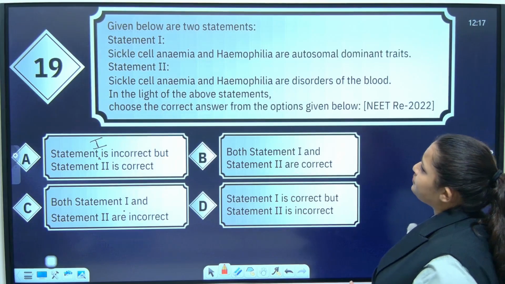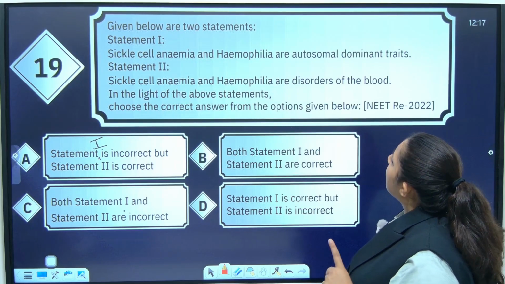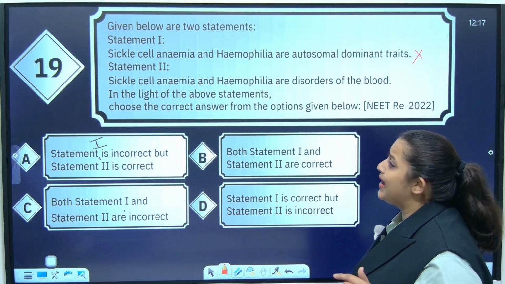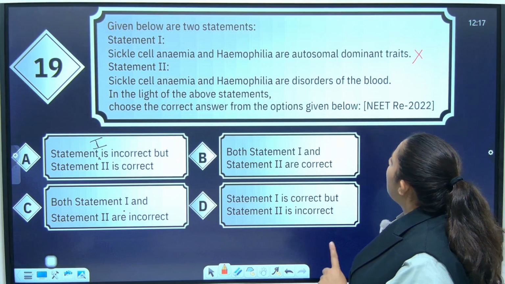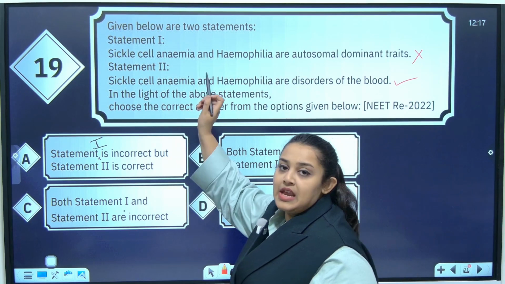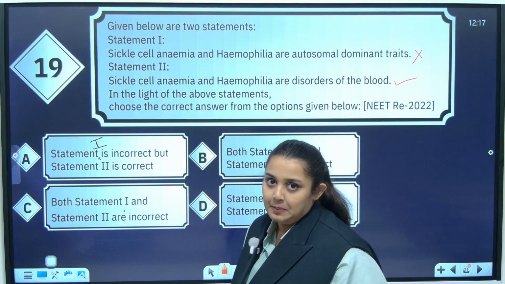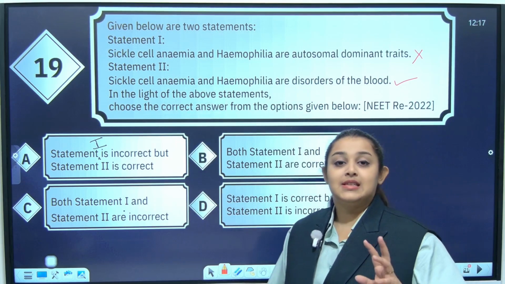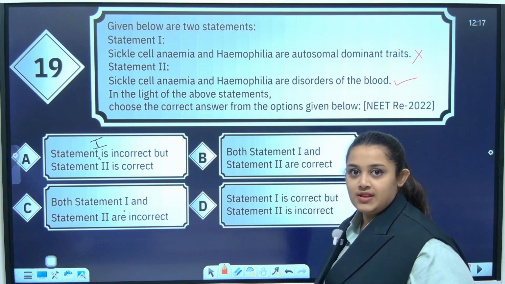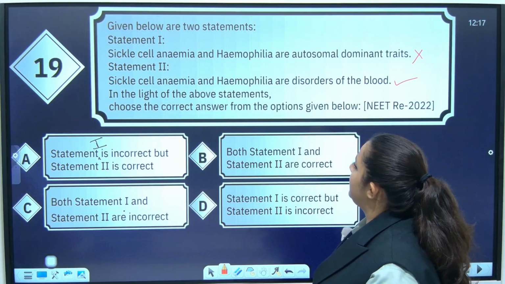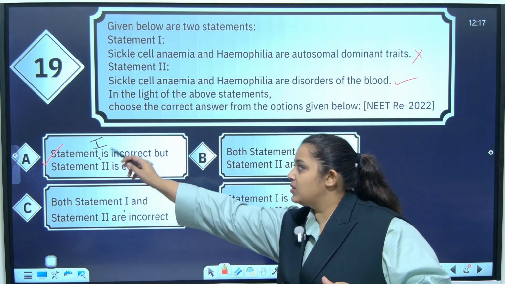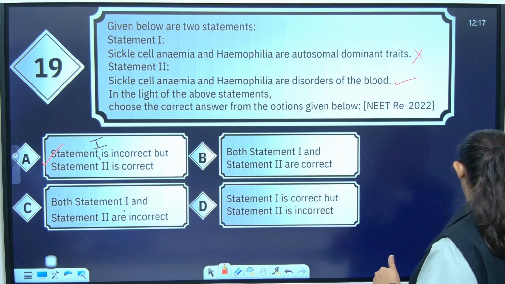Next one. Sickle cell anemia and hemophilia are autosomal dominant traits. Statement 1 is incorrect. I'll tell you why. Sickle cell anemia and hemophilia are disorders of the blood. This is correct. Now the reason is sickle cell anemia is an autosomal recessive trait, whereas hemophilia is a sex-linked recessive trait. So both of them are definitely not dominant traits. So statement 1 is incorrect and statement 2 is correct. Option A. One was not printed, so we've written it over there.